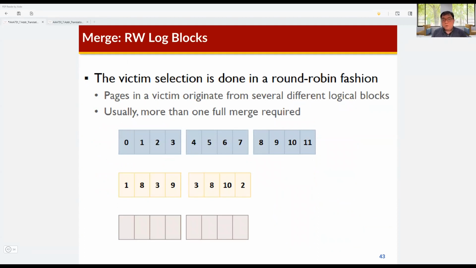So actually, the merge operation is very critical for the FAST architecture. With this random write log block, we need to find the victim. That means that we need to find some pages that are used to generate a new data block. These pages can be found in different log blocks. Okay. There's also a critical issue of this FAST mechanism.